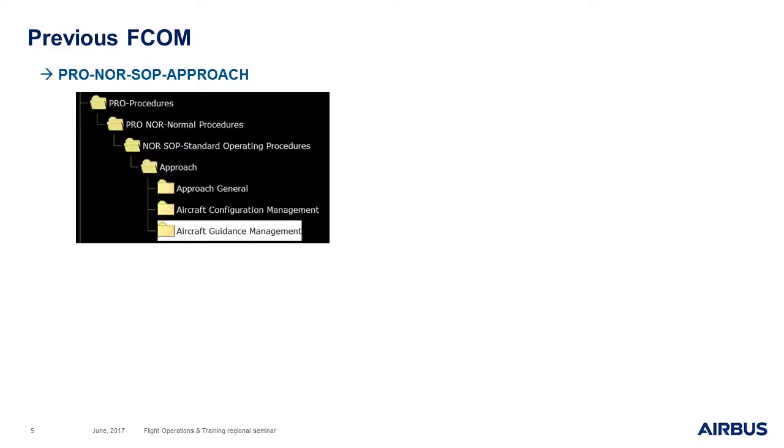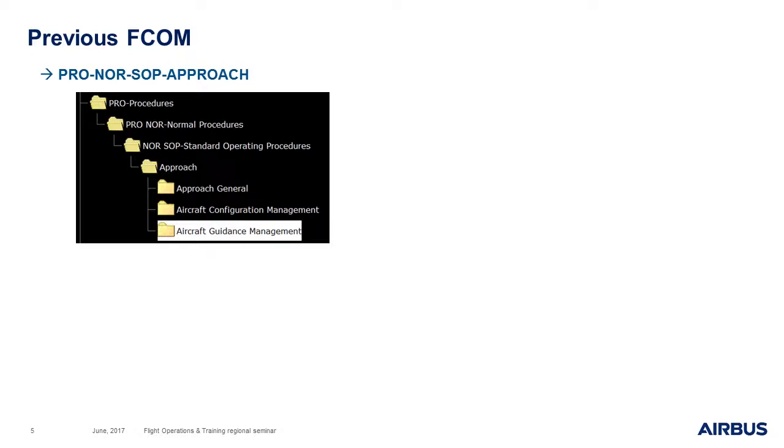As you know, the FCOM SOP contains a section called Approach. This section is divided into three parts. In the first part, Approach General, we will give some definitions. The second part is called Aircraft Configuration Management.